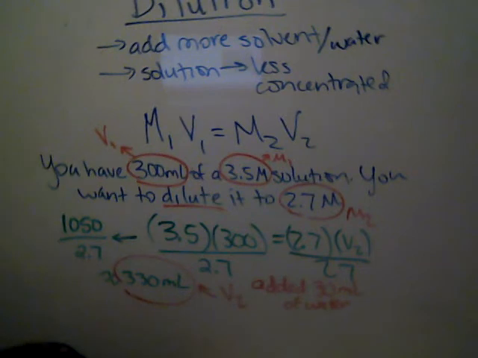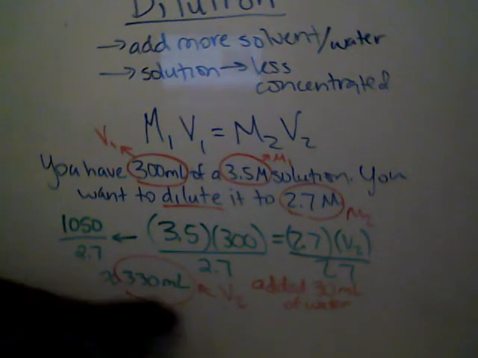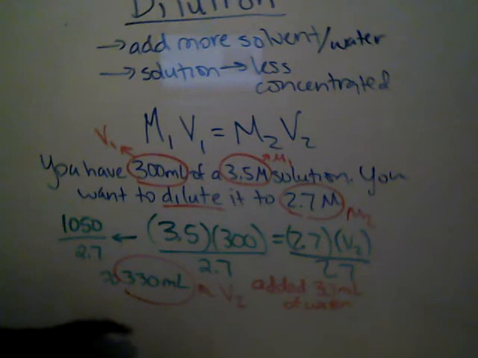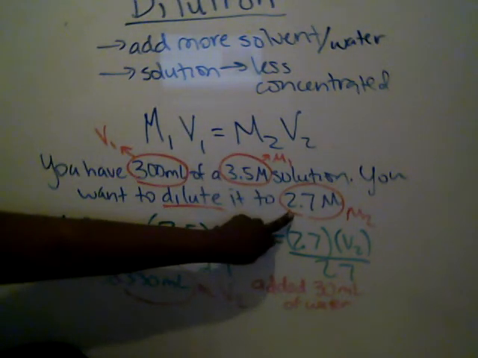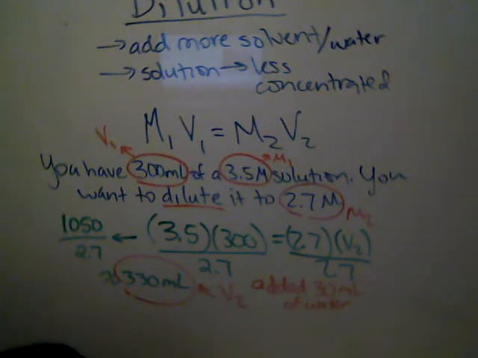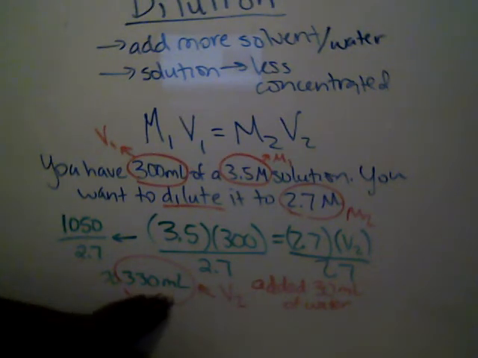So depending on the question, they may want this as your answer, or they may want this. The difference between them would be, if the question said, what is your final volume? So this is your initial volume, initial concentration. This is your final desired concentration. The question could say, what is your final volume? In that case, we'd put this answer.